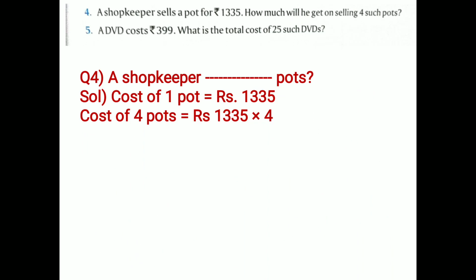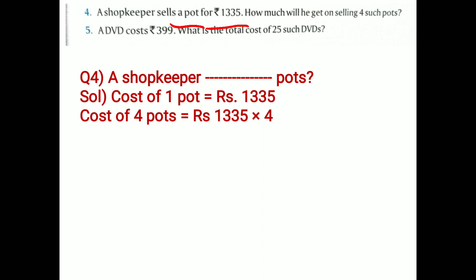Question number 4, you have to write in this manner in the copy. A shopkeeper... but listen how we write the statement. There's a rupees sign. You can write the statement like this also. Money spent on one pot. A pot means one pot. There's a shopkeeper who sells a pot for rupees 1335. Means the cost of one pot is rupees 1335. You have to tell the cost of 4 pots.